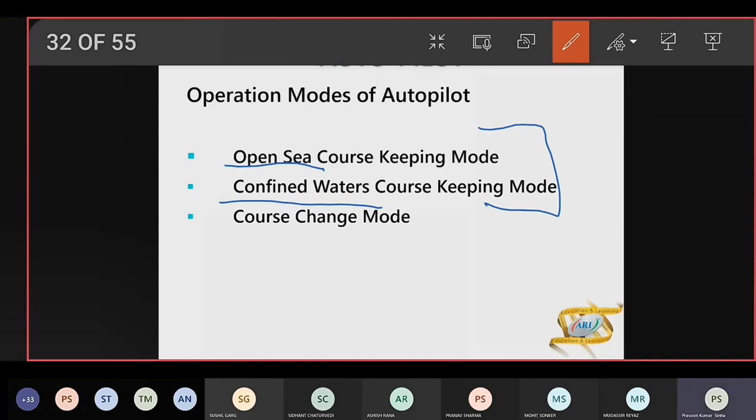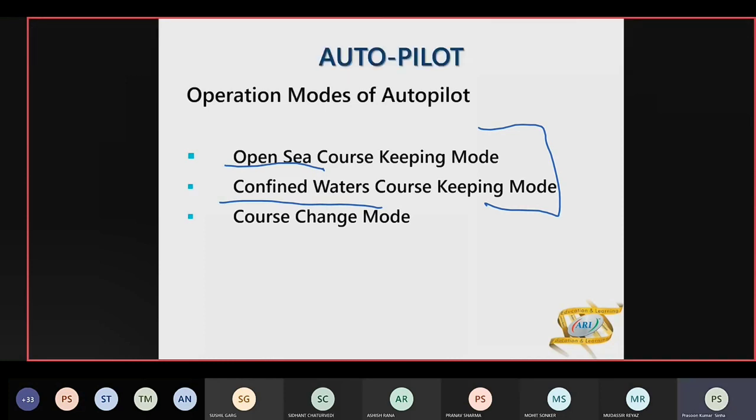And we also see that autopilot can be used for large alterations also by means of course change mode. But as far as practicable, these large alterations in confined waters should be avoided. It should be done manually by hand steering. We will see that in precautions. What are the precautions to think of when we are using autopilot for steering?